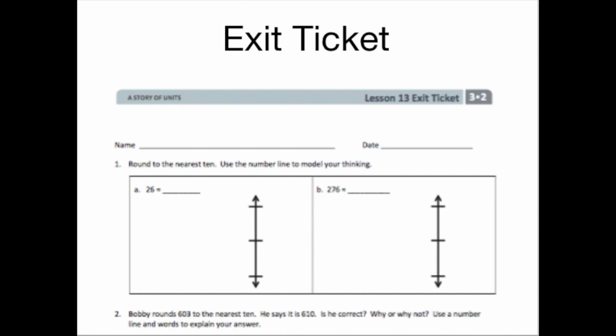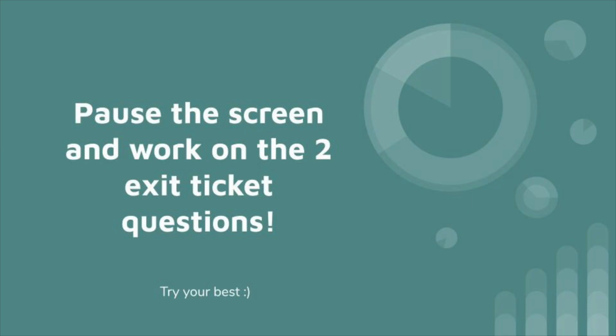And with that being said, we're going to end our lesson with our usual exit ticket. So I'm going to give you a chance to pause this slide and do the work, and we can regroup when we are done. When you're done, just unpause the video and we'll go over it together.